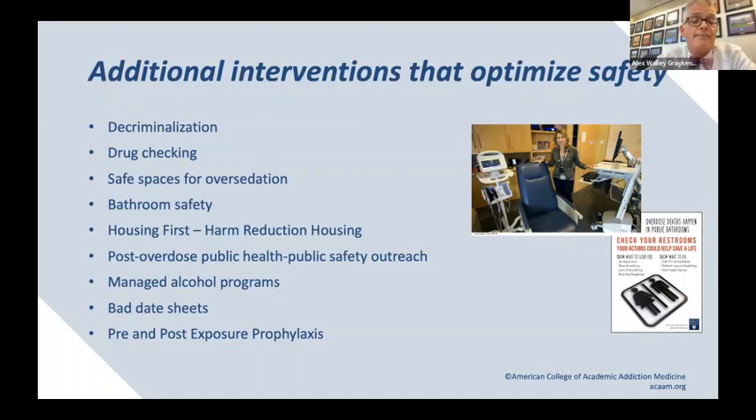particularly since the pandemic. There's post-overdose public health, public safety outreach, which is an area I do a lot of research in. Managed alcohol programs, much more common in Canada than the United States. Something called bad date sheets, which is a way that sex workers can share information about bad dates in a way that helps optimize their safety. And then I mentioned pre and post exposure prophylaxis.